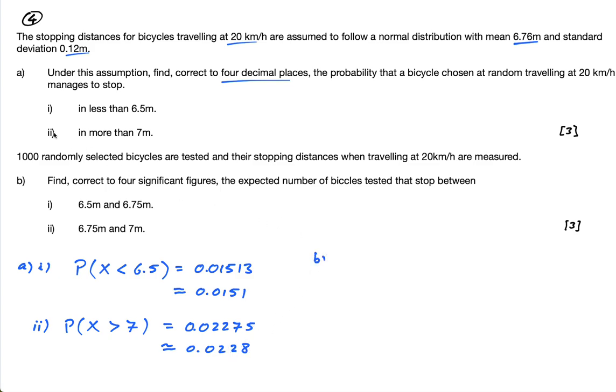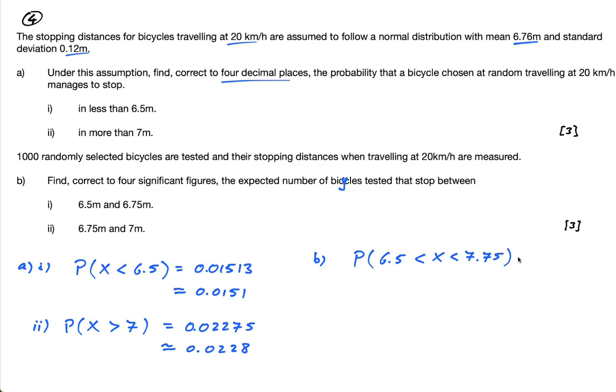Okay. Part B. 1,000 randomly selected bicycles are tested and their stopping distances are measured. Find, correct to 4 significant figures, the expected number of bicycles tested that stop between 6.5 and 6.75 meters. Spelled wrong, I'm missing a Y in there, whatever.